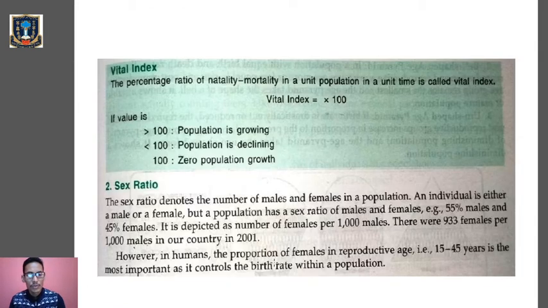Then we'll go to the sex ratio. Sex ratio denotes the number of males and females in a population. The ratio of the number of males and females in a population is called the sex ratio. When we consider the individual, the individual may be male or female, but when we consider the population as a whole, that population will have a sex ratio of male and female.